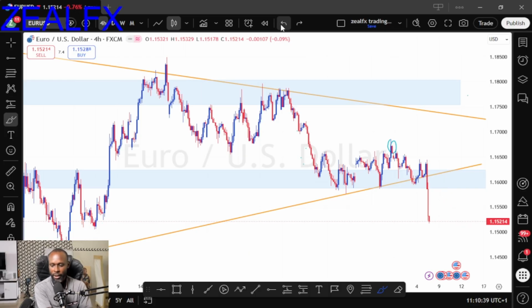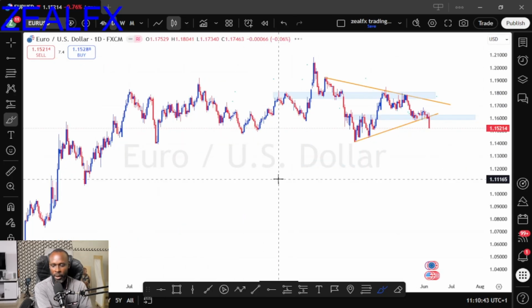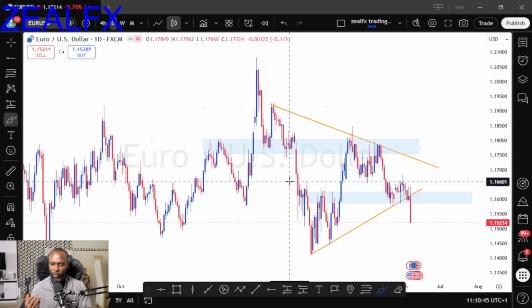We don't want to go against the trend of the market, because trading against the trend of the market really makes trading difficult. So it's not advisable to trade against the trend of the market.